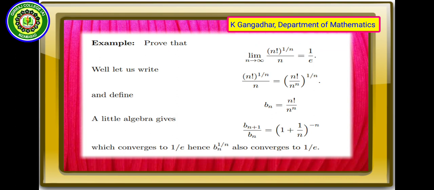So we find the limit value of bn plus 1 by bn. That equals (1 plus 1 by n) whole power minus n, which means 1 by (1 plus 1 by n) whole power n. So as n tends to infinity, its limit is 1 by e. Limit as n tends to infinity of (1 plus 1 by n) whole power n is e. So here we get the limit is 1 by e. Therefore the total sequence limit is 1 by e.